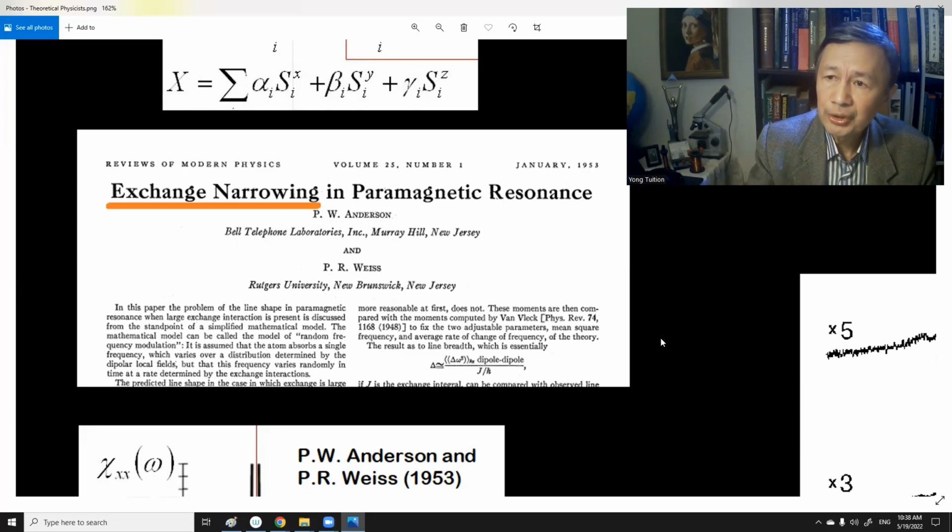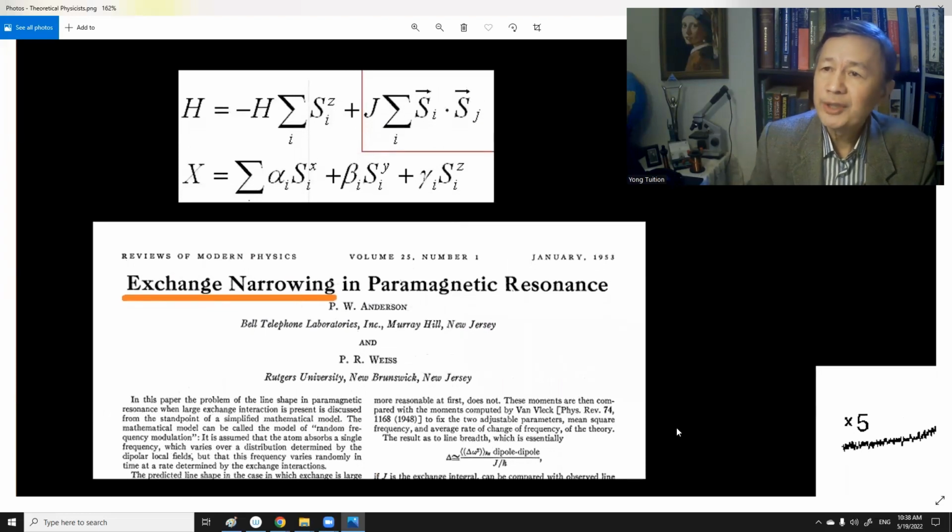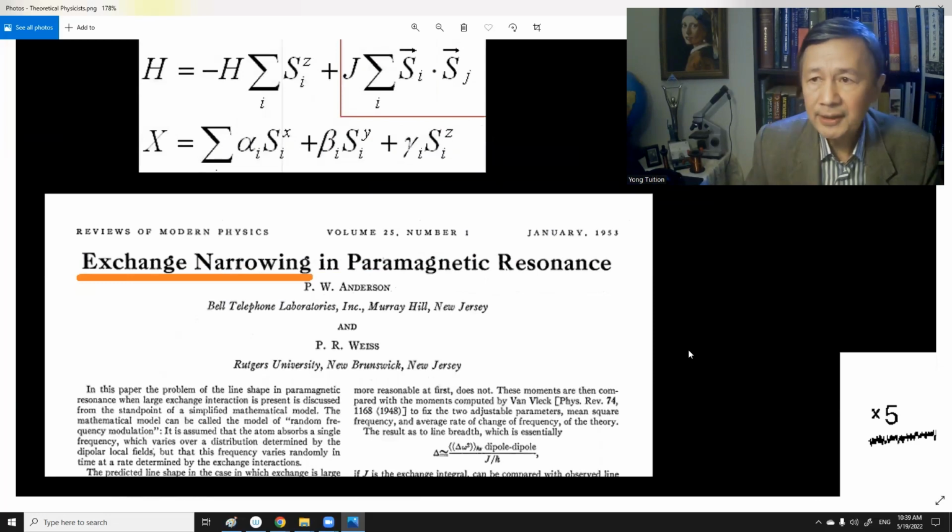And the field he chose in the early age of his career is magnetic resonance, both nuclear magnetic resonance and electron paramagnetic resonance. So that is the field I worked in before. So I know his contribution in this field quite well. This is an earlier paper published by P.W. Anderson and P.R. Weiss in 1953, entitled "Exchange Narrowing in the Paramagnetic Resonance."